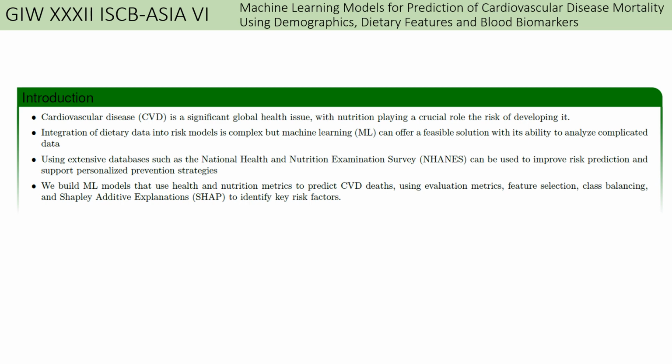We leverage comprehensive databases such as the National Health and Nutrition Examination Survey, known as NHANES, to enhance cardiovascular disease risk prediction and foster individualized prevention strategies. In our study, we developed machine learning models that utilize health and nutritional metrics to predict cardiovascular disease mortality. Our approach includes evaluation metrics, strategic feature selection, class balancing, and the use of Shapley additive explanation, known as SHAP, values to pinpoint critical risk factors.